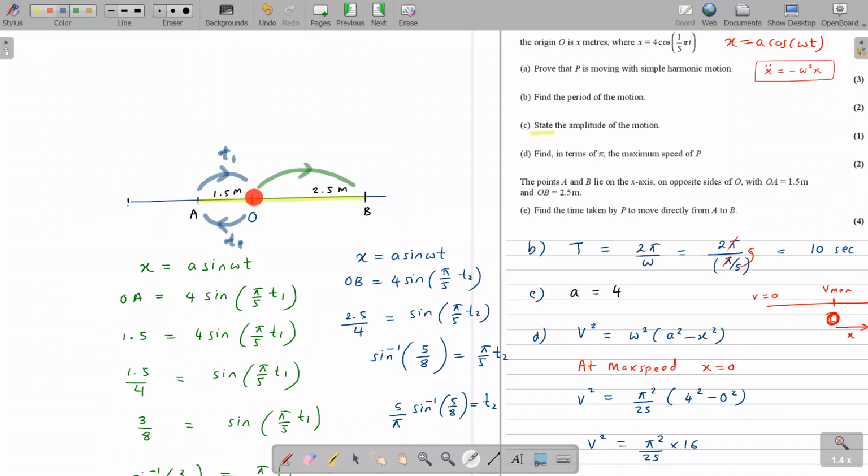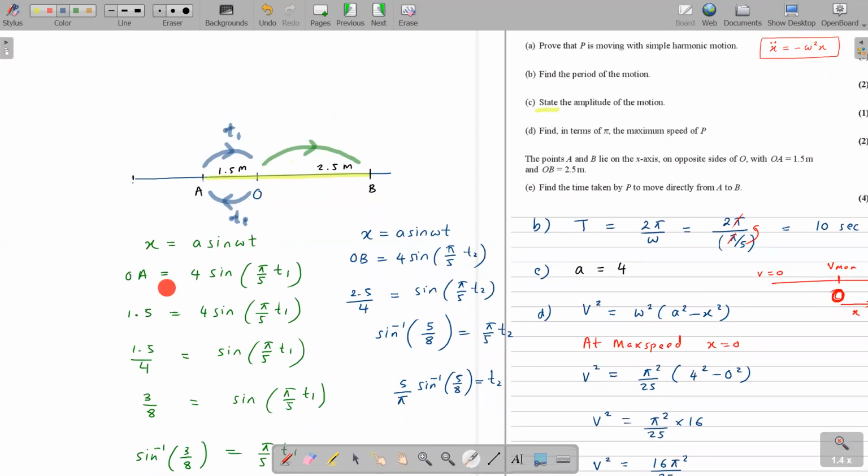If the particle starts its oscillation from the center, we can directly use x equals a sine omega t. Do you recall, guys? You use x equals a sine omega t when the particle starts from the origin. If I consider O to A, I can think the particle started at the origin. So x, the distance O to A, is 1.5. Amplitude is 4, a constant. Omega is pi over 5, and T1 is the time taken from O to A or A to O. It's a matter of simplification here. So that's the first equation.